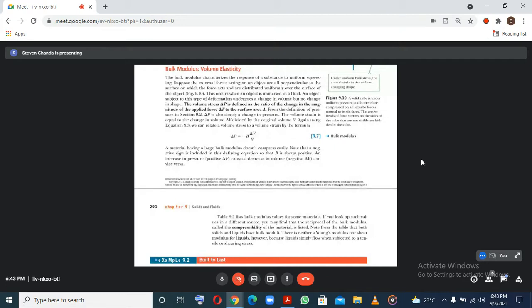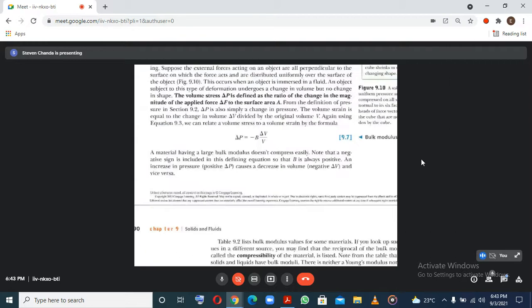Now you see that if you've got a material which has got a large bulk modulus, then it's hard to compress it. You may have seen that there is a negative sign that has been put in this equation, and the main reason why it's been put there is to ensure that B is always positive.